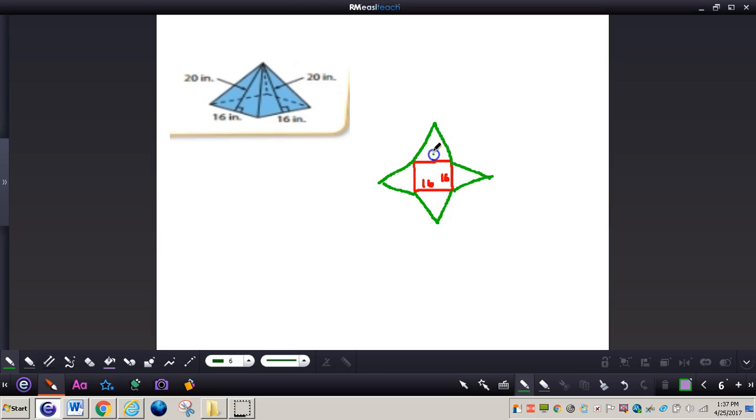Now we need to look at the height. We can see the height is 20 inches. It's going to be the same all the way around. So now that you have the measurements of this square pyramid, I want you to find the surface area. I want you to work on that now.